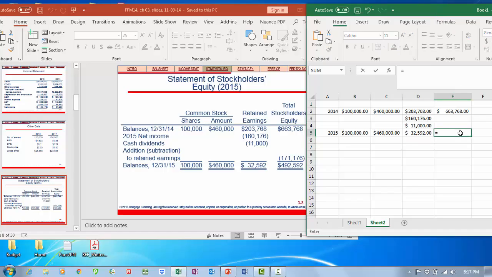So this is now going to reflect in the overall balance. So there you go, 492,592. That's the total stockholders equity. So obviously compare that to 14 and now to 15. Stockholders are not going to be happy because their net worth has eroded within a matter of a year.